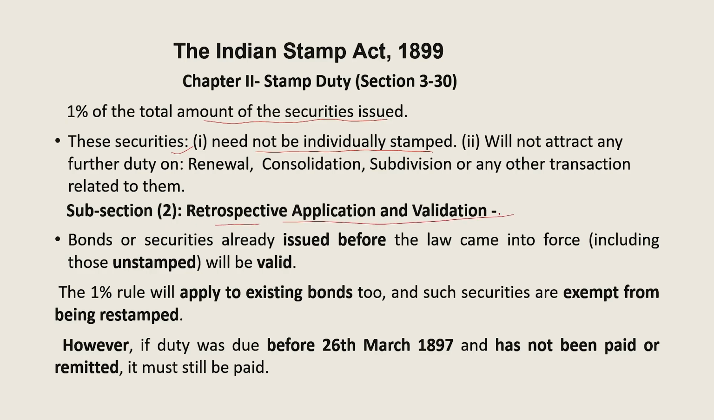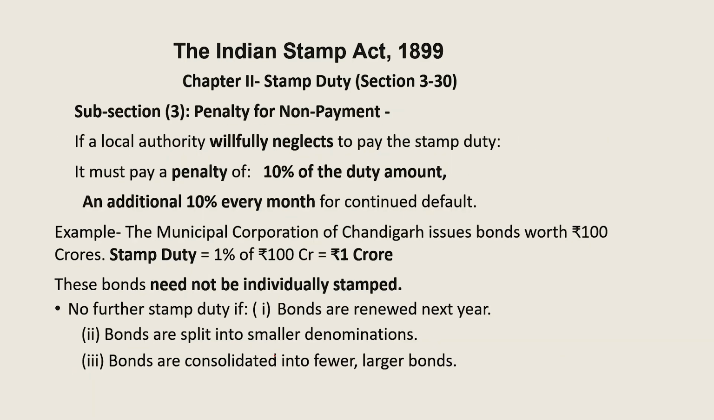Subsection 2 says retrospective application and validation. See, bonds and securities already issued before the law came into force, including those unstamped, will be considered valid. So the 1% rule will be applicable to the existing bonds too, and such securities are exempt from being re-stamped. However, if the duty was due before 26th March 1897 and has not been paid or remitted, it must still be paid.